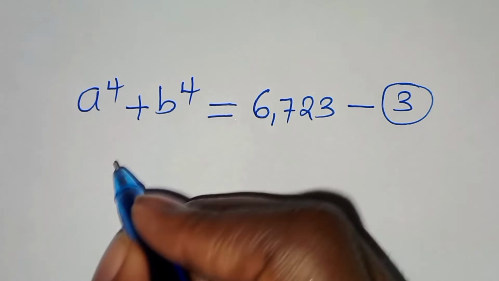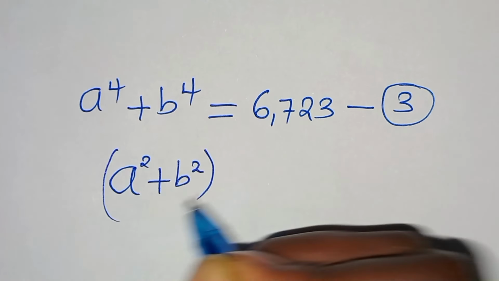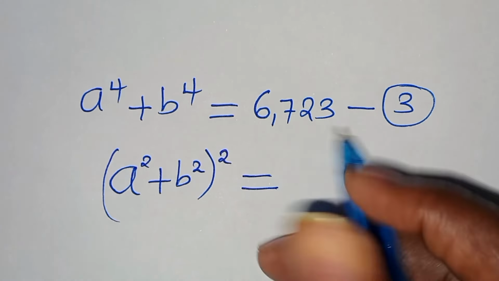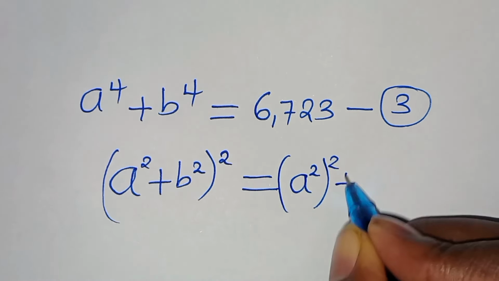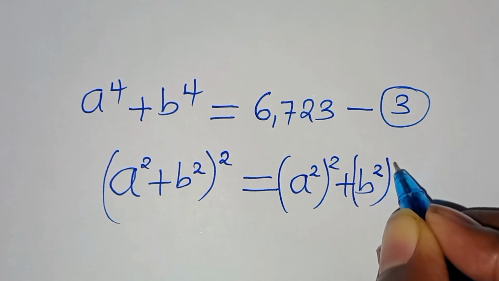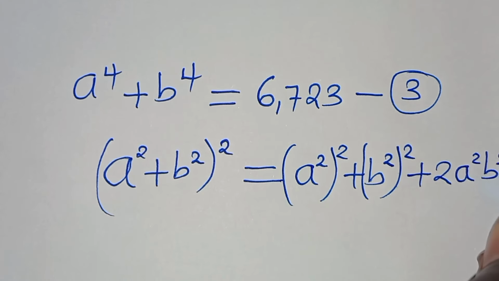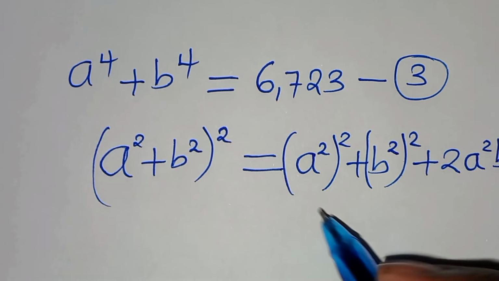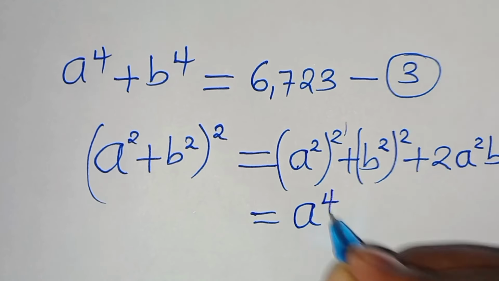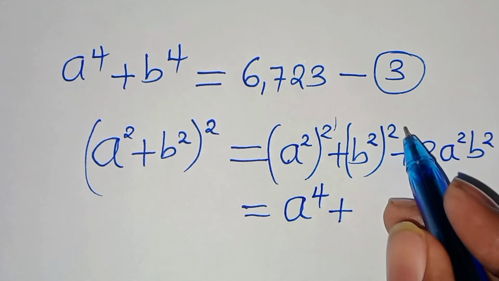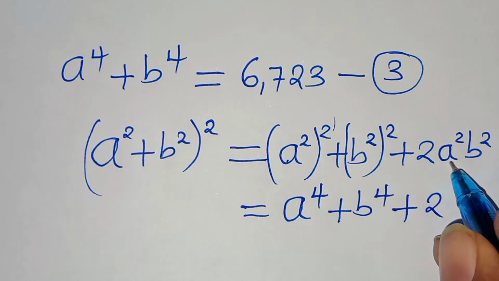Now the next step from here, given that a squared plus b squared, raised to the power of 2, can be expressed as a to the power of 2 raised to the power of 2, then plus b to the power of 2 raised to the power of 2, then plus 2a squared b squared. Now from here we have a to the power of 2 raised to the power of 2, this is a to the power of 4, then plus b to the power of 2 raised to the power of 2, this is b to the power of 4, then plus 2a squared b squared.